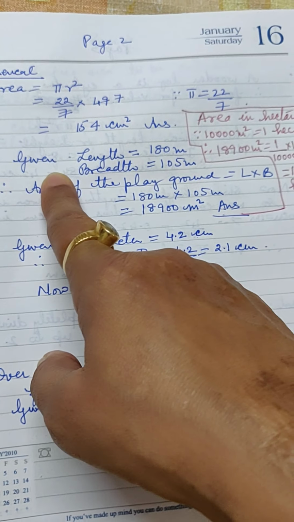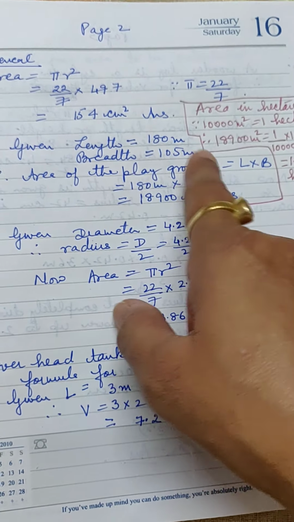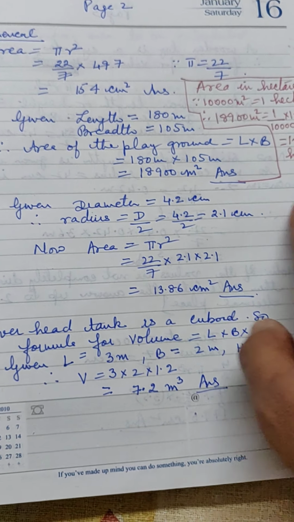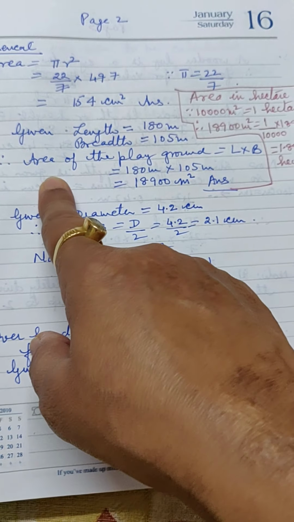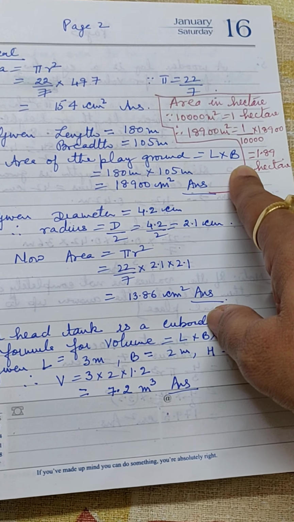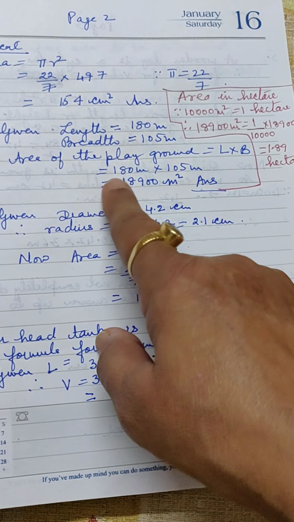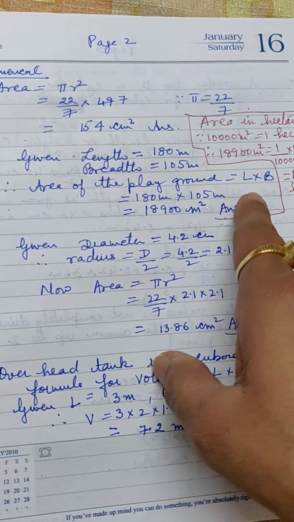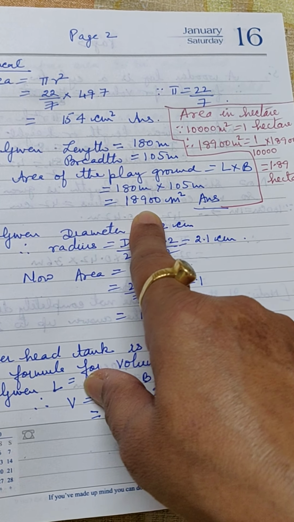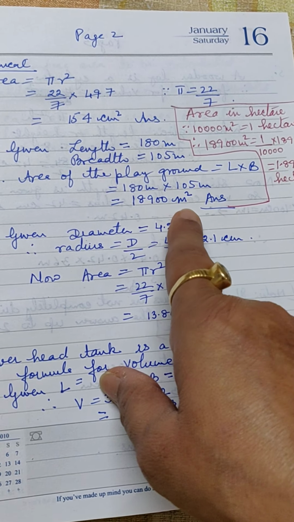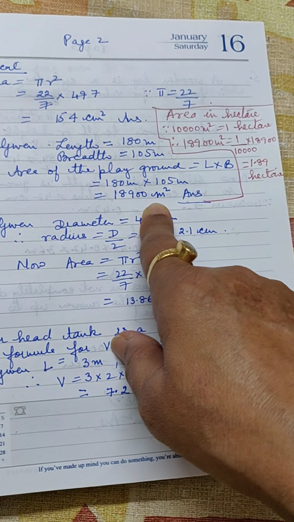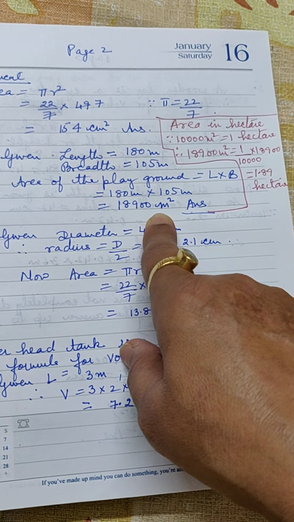Since in the playground the length is given and the breadth is given, I think you can understand that the playground is in a rectangular shape. Therefore, I have applied the formula to calculate the area of the playground as length into breadth. I have substituted the values 180 meter into 105 meter, and finally after multiplication the answer comes out to be 18900 meter square.